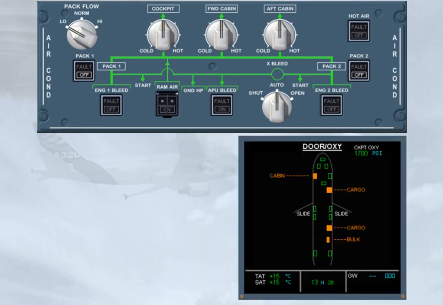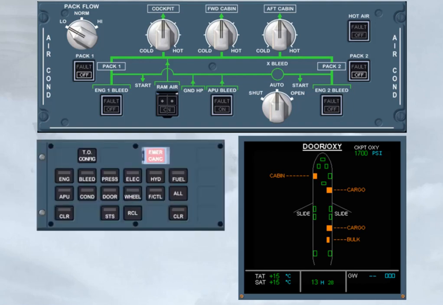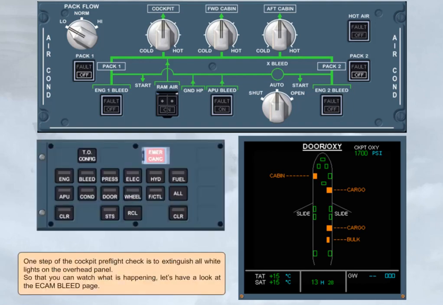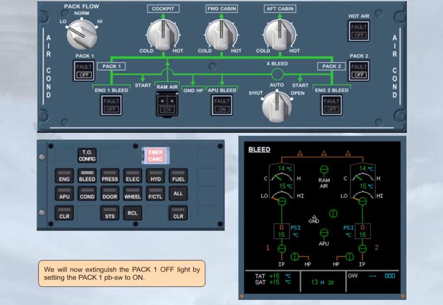One step of the cockpit pre-flight check is to extinguish all white lights on the overhead panel, so that you can watch what is happening. Let's have a look at the ECAM bleed page. We will now extinguish the PAC 1 off light by setting the PAC 1 push button switch to on.